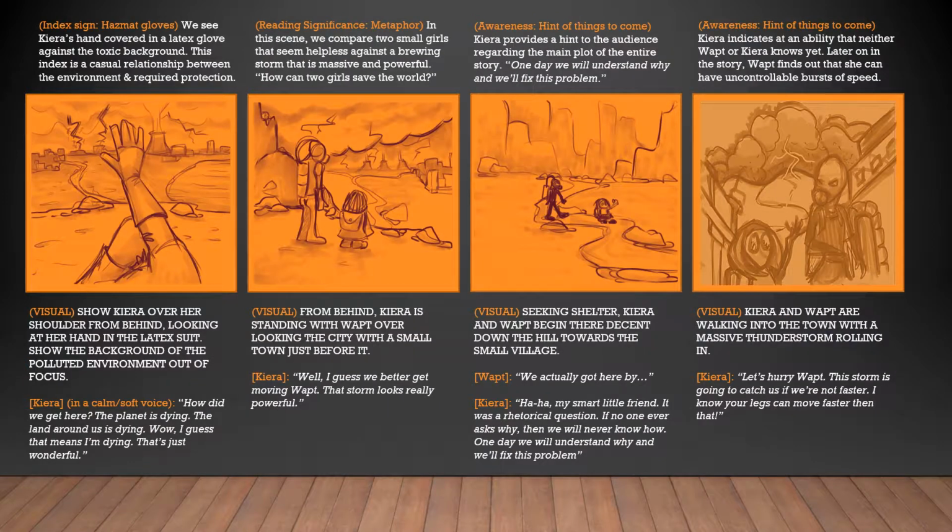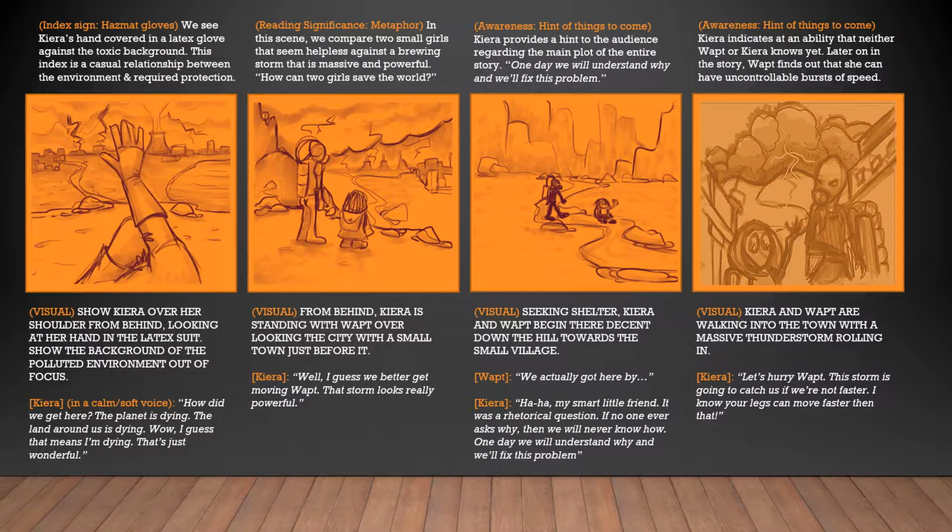In this scene, we establish the visual. We show Kira looking at her hand in a latex suit. We show the background of the polluted environment out of focus. How did we get here? The planet is dying. The land around us is dying. Wow, I guess that means I'm dying too. Just wonderful. In this scene, we have an index sign, hazmat gloves. We see Kira's hand covered in a latex glove against a toxic background. This index is a causal relationship between the environment and the required protection.